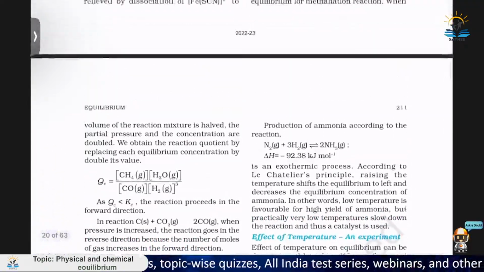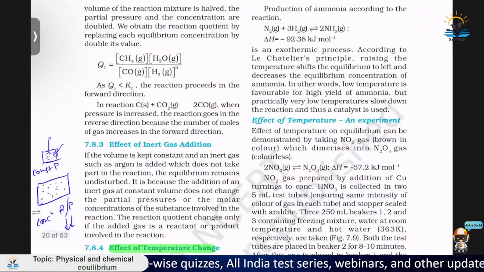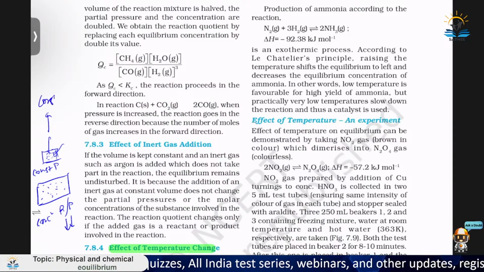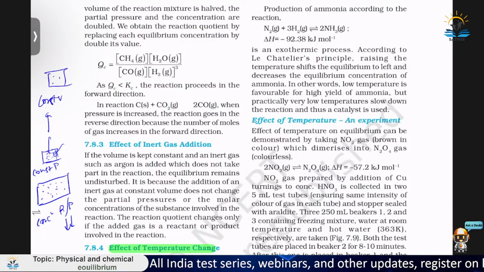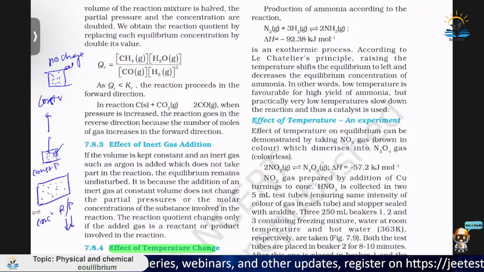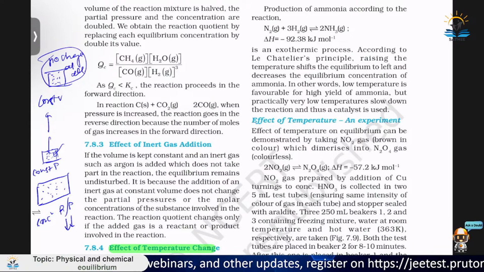But if you're adding inert gas at constant volume, there will be no change in volume, there will be no change in concentration. So no change at all. Does not matter.